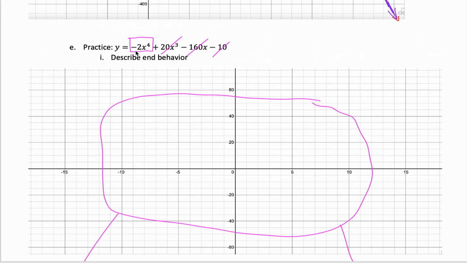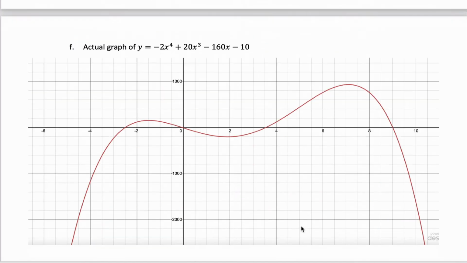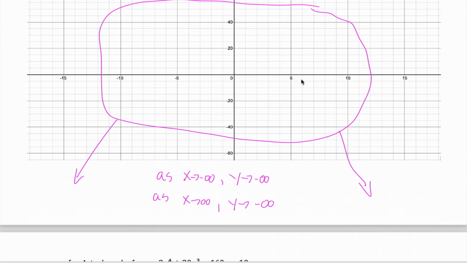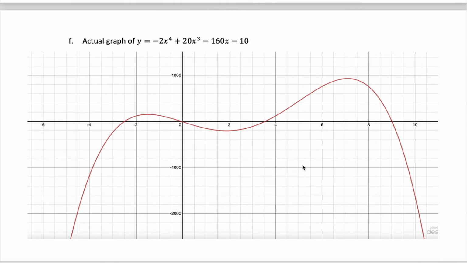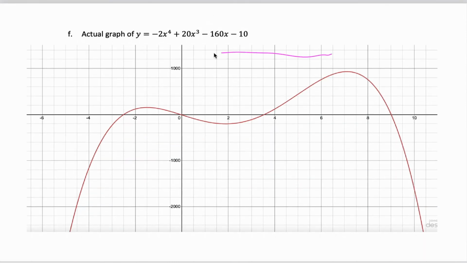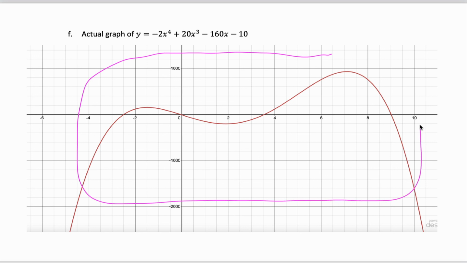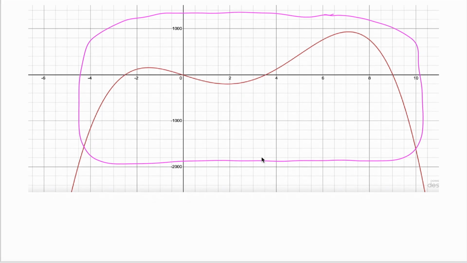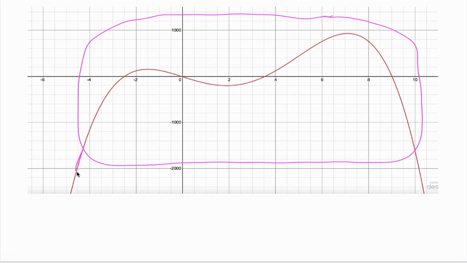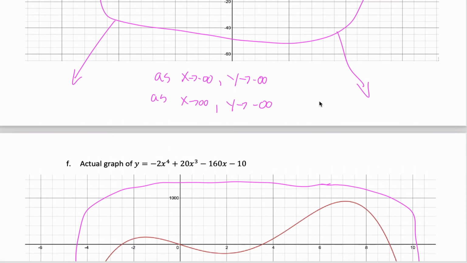You want to see the actual graph of negative 2x to the fourth plus 20x cubed minus 160x minus 10? Here it is. Not exactly what you see pictured in purple here, but it does capture the end behavior, right? I don't know what's going on in the middle of the graph, all sorts of confusion that I'll learn in future videos, but when it goes to the left, it goes down. When it goes to the right, it goes down. That's the end behavior that I captured right here.